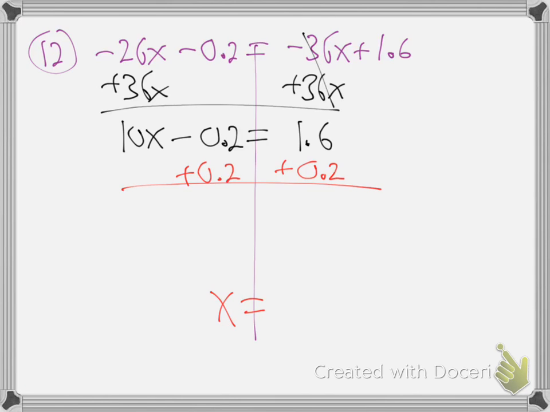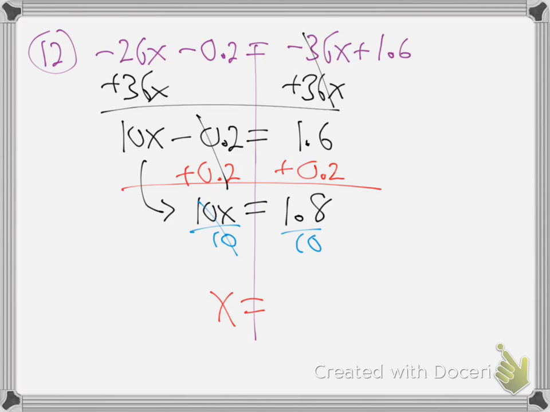Is that good? These are gone. Bring down the 10x. The other side, 1.8. Last step to get x alone: divide by 10. Right? Last step is always divide, isn't it? Why? Because that 10 is right next to the x, which means it's multiplied. So the opposite of multiplying is dividing.